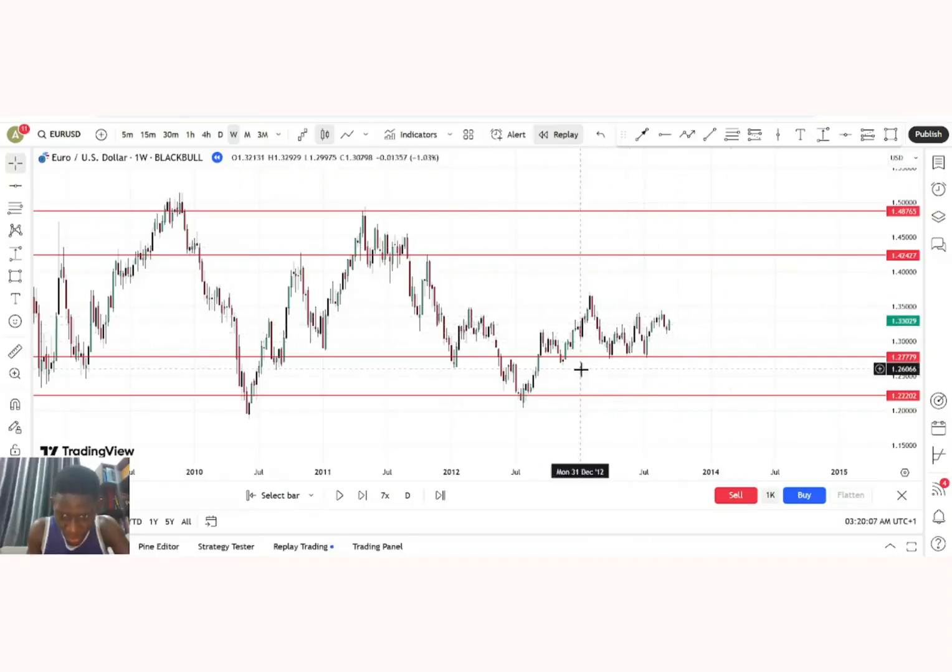So what zones can we see? We have marked this. Remember, we say swing highs and swing lows. So what is this? This is a swing high. So we want to put this area into consideration. So this is 1 week.